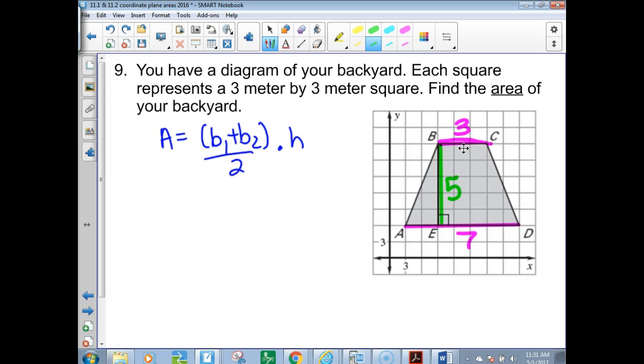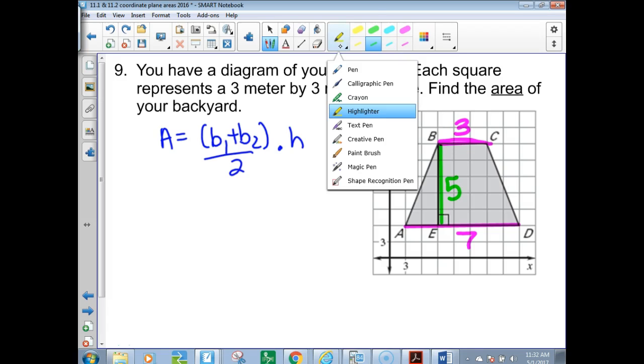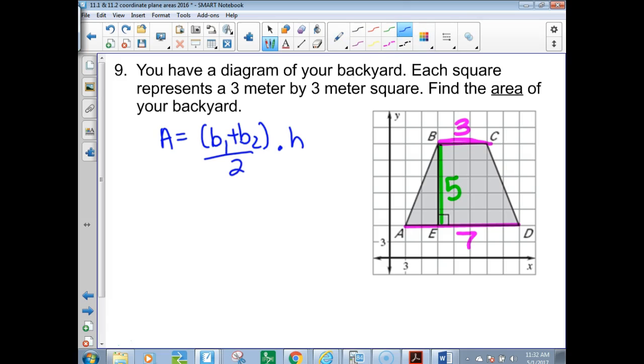So what I'm thinking is, let's just go ahead and triple the measurements right away. Because for the backyard, each square represents 3 units. So this, if I multiply this times 3, it's going to be 9. This one would be 15, and this one would be 21.